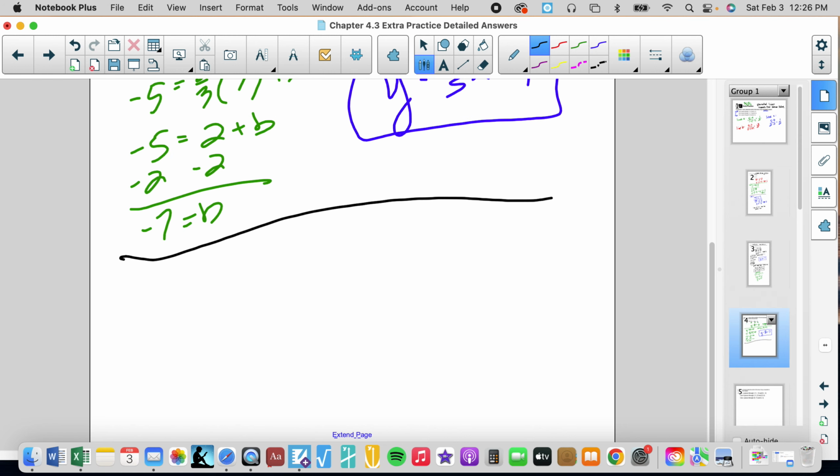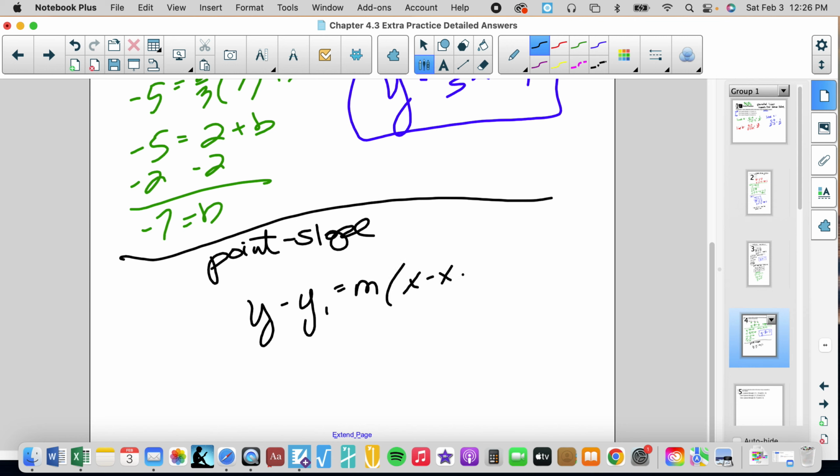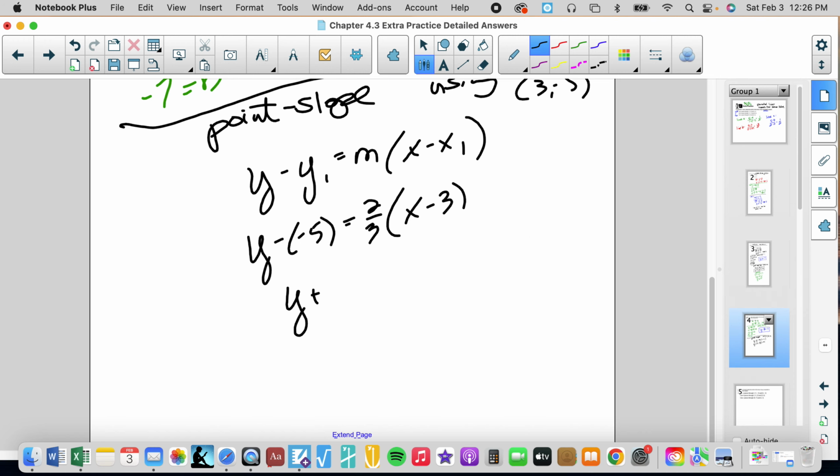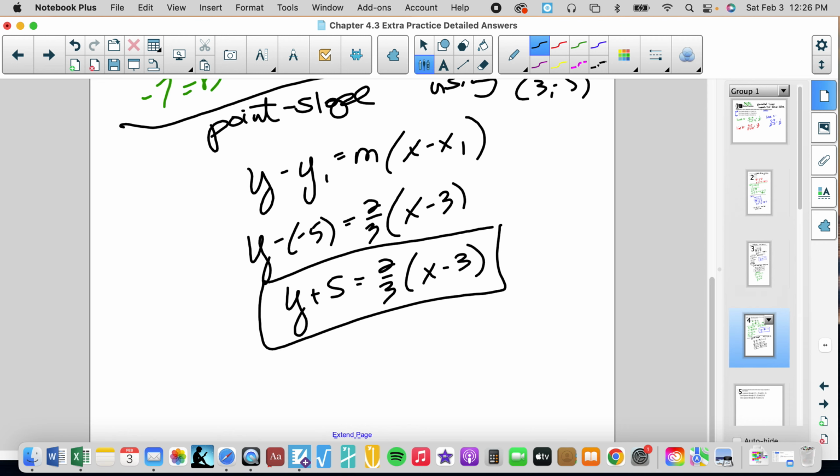But we like seeing other alternatives. So if we're going to use point slope, we always write our template out and then we fill in for our values. Using, what is my point? (3, -5). So y minus negative 5 equals 2/3 times the quantity x minus 3. I would always rewrite. You shouldn't have double signs in your point slope format. And that would be the answer for point slope.